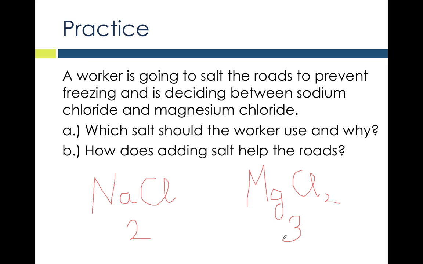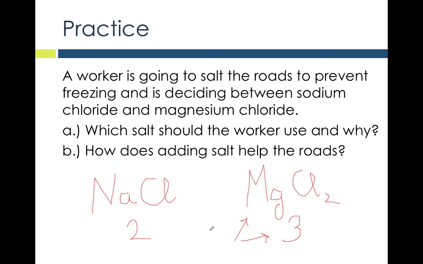So which salt should the worker use? If I were the road worker and I had magnesium chloride available to me, I would use magnesium chloride because it gives me more particles per formula unit. I can get 3 whole particles instead of just 2 particles that sodium chloride gives, which means the freezing point of water goes down even further, which means I need an even colder temperature to freeze water, so the roads will stay safe even at a lower temperature.